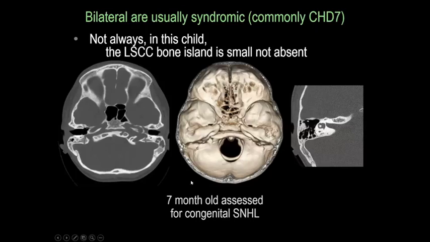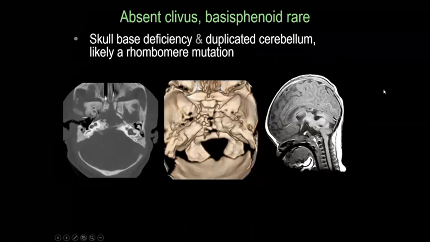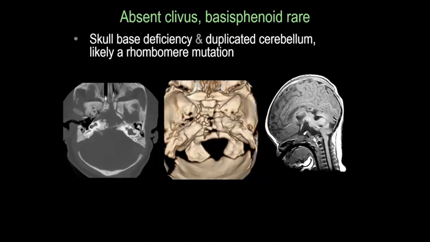Not always, though. Here's a child who was imaged for congenital sensorineural hearing loss. He certainly has semicircular canals, does not have a CHD7 mutation, but there is a very large cleft traversing, communicating all the way across his clivus. An absent clivus and basisphenoid are really uncommon, but they do occur. Here happens to be a skull-base deficiency, and there's also a duplicated cerebellum, so this is likely a rhombomere mutation.